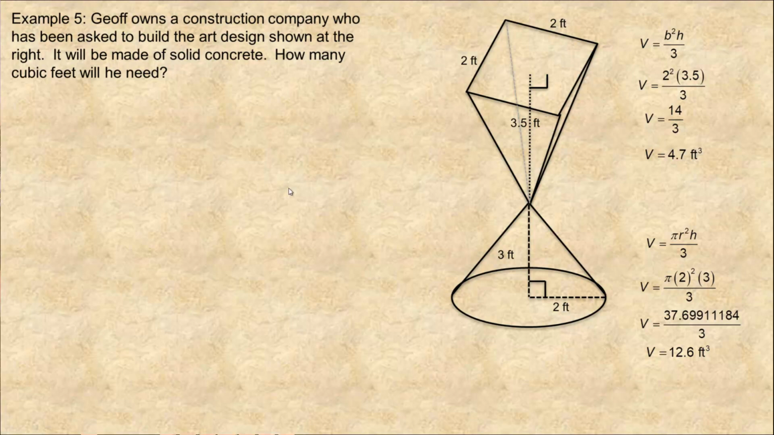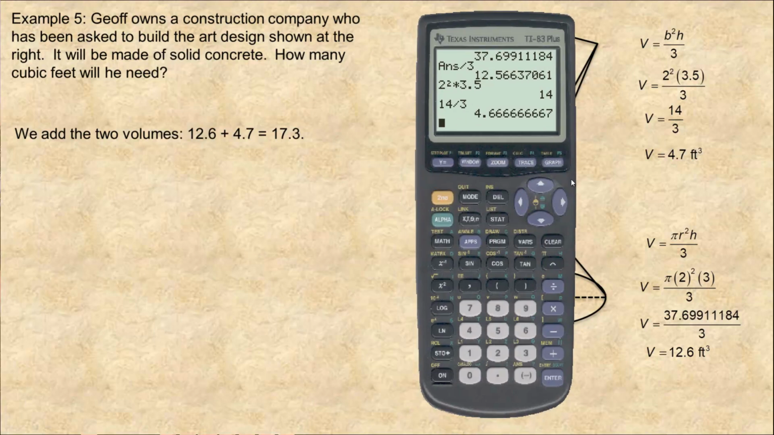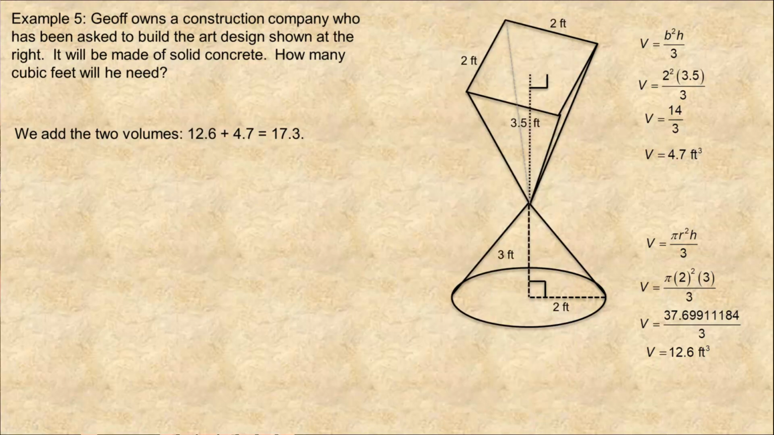So in order to figure the total volume, we would add the volume of this one and the volume of the cone. So we add 12.6 and 4.7. That works out to 17.3. I guess I'll just demonstrate that. 12.6 plus 4.7 is 17.3. So just to answer the question, Geoff needs 17.3 cubic feet of concrete to make this structure. And that's the end of the video.